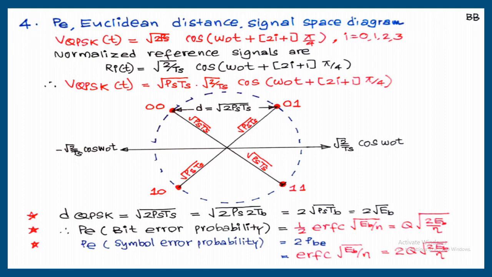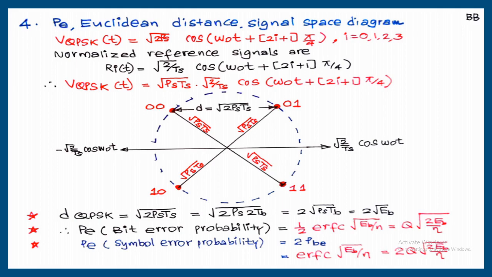After substitution of d value, we will get that one. The general result is half complementary error function square root of d square by 4 eta. And here d is equal to 2 into root EB. So d square will be 4 EB by 4 eta. So the answer is half complementary error function square root of EB by eta. This also can be written in terms of Q function, that is Q of root 2 EB by eta. Both are same. It can be represented in terms of complementary error function or it can be represented in terms of Q function.